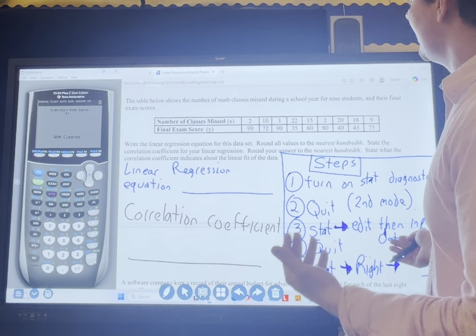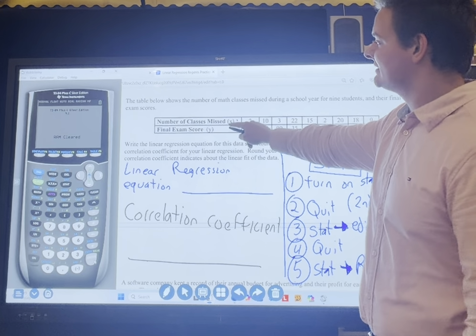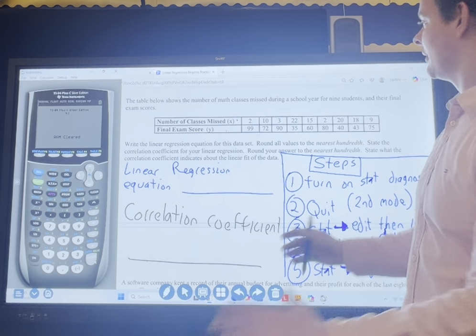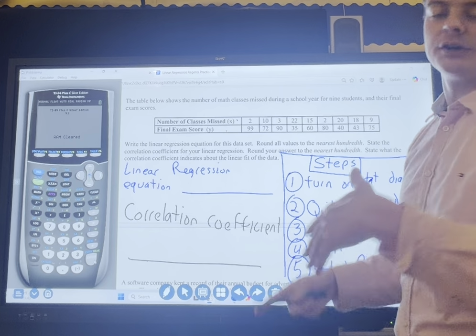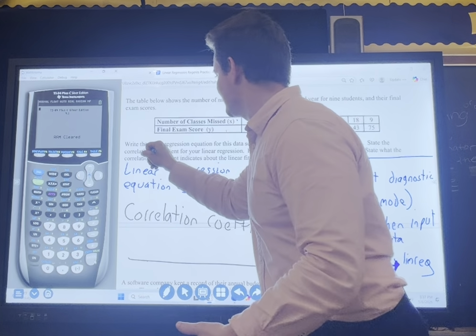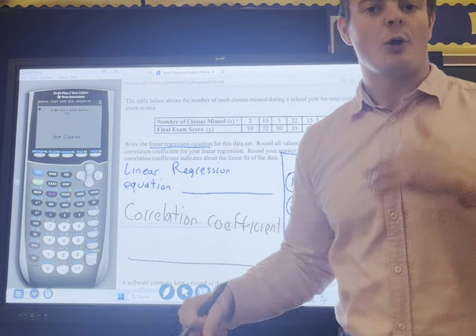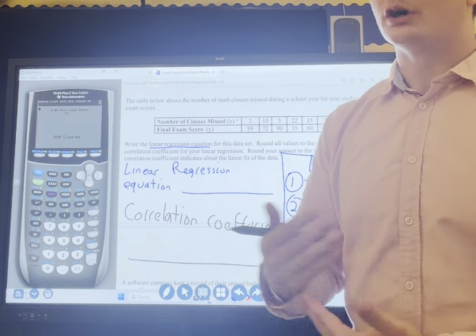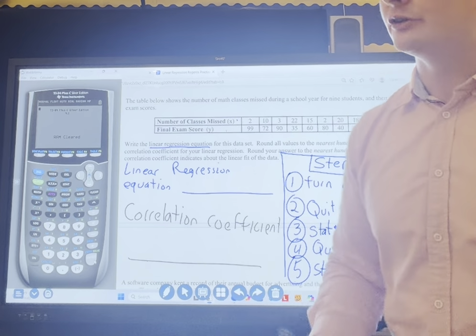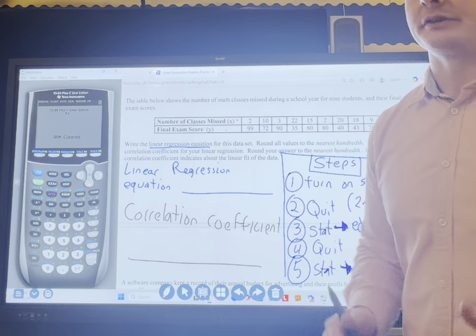Here I have a question. It shows the number of times you missed class and your final exam score. Then it has all these words here. The most important one is "write the linear regression equation." Whenever I see that, I know what to do. Linear regression: I have to do all these steps on my calculator.